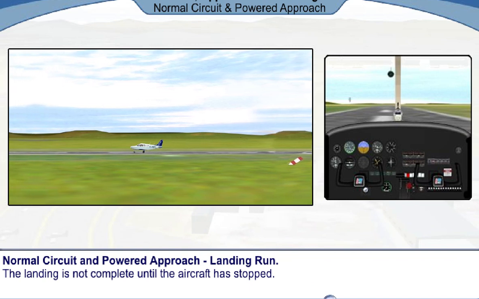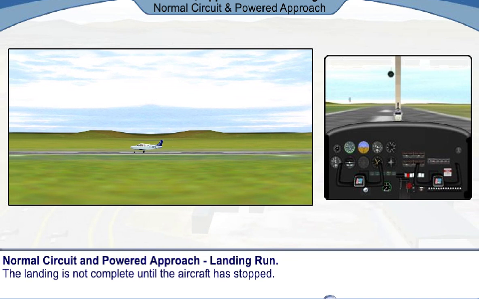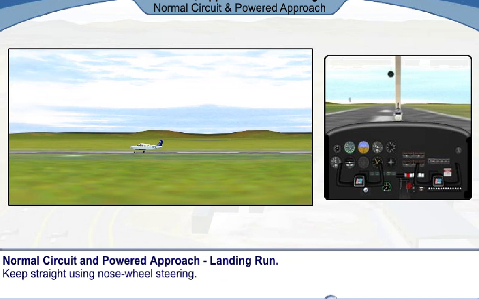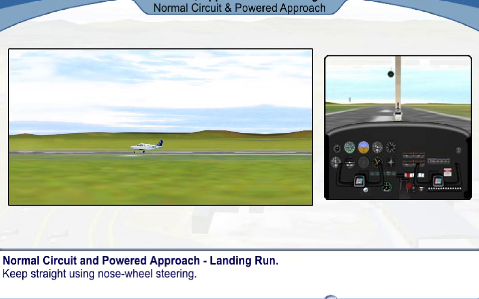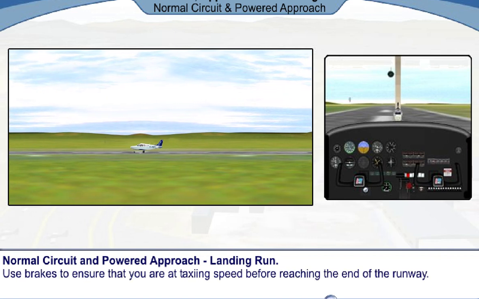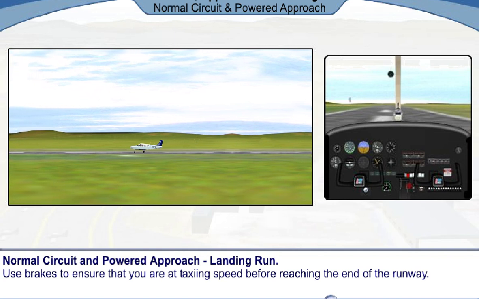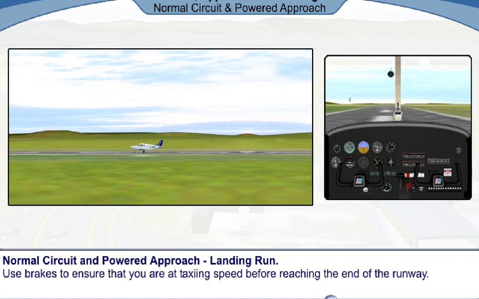Don't relax after touchdown. The landing is not complete until the aircraft has stopped. Hold the control column slightly aft of the neutral position and keep straight using nose-wheel steering. Test the brakes and, if necessary, use them to ensure that you are at taxiing speed before reaching the end of the runway.